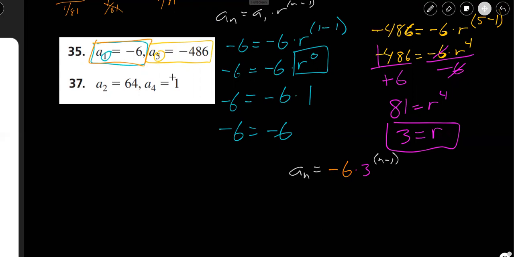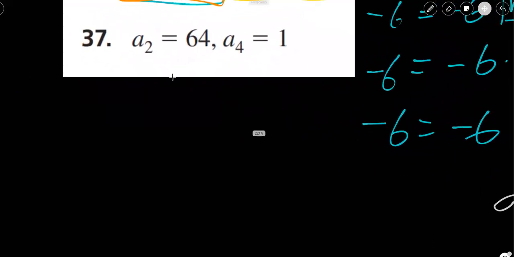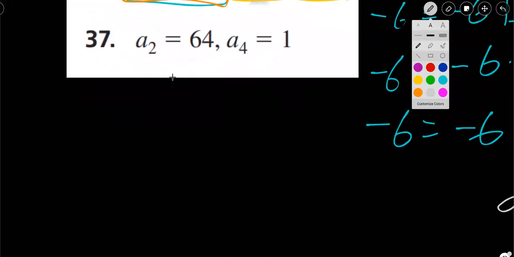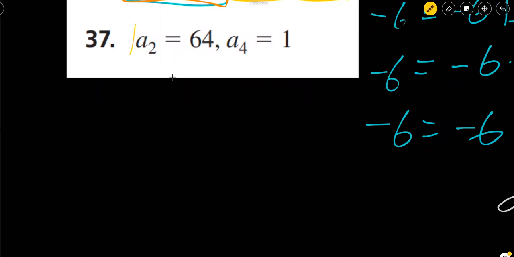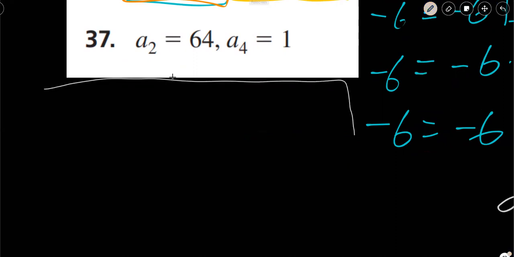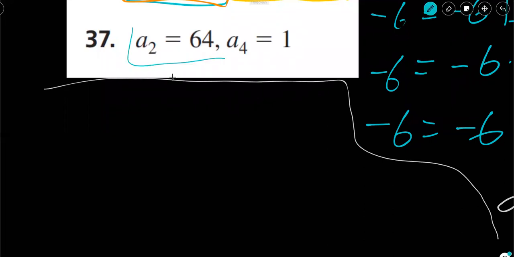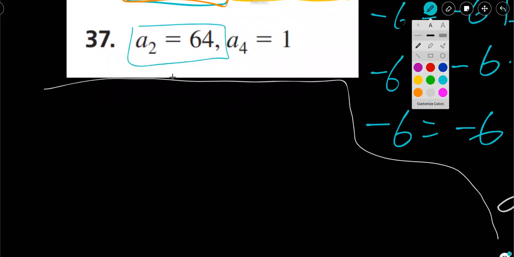Let's do 37. That one will hopefully be a little bit more interesting because we actually have two values that are both unknowns. Let me section this off again. So we have A2 is equal to 64, and we know that A4 is equal to 1.